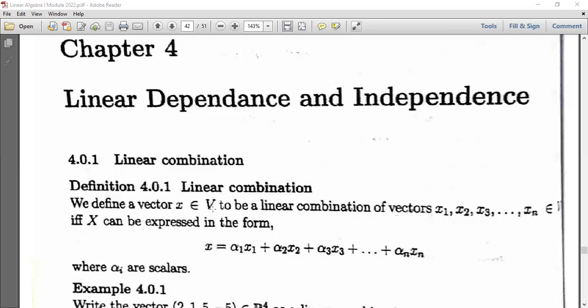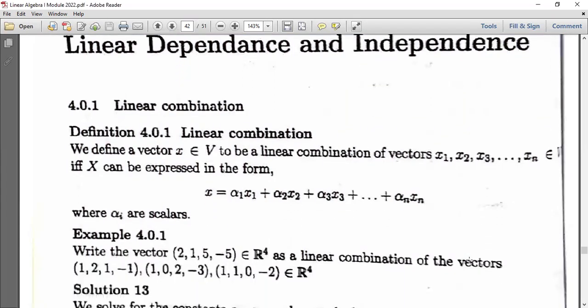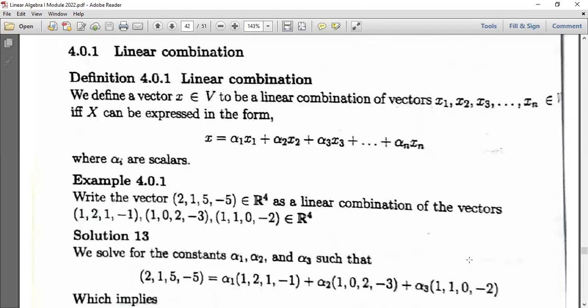So this vector here is a linear combination of these other vectors if X can be written as alpha 1 X1 plus alpha 2 X2 plus alpha 3 X3 plus and so on up to alpha n Xn, where the alpha i's are scalars. That's what we mean when we talk of a linear combination. Let's get a quick example of a linear combination.